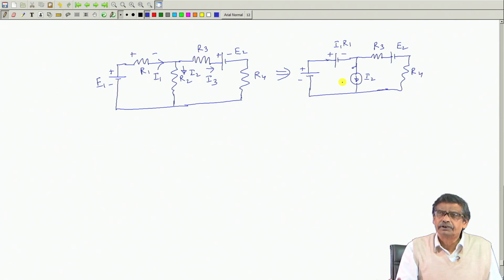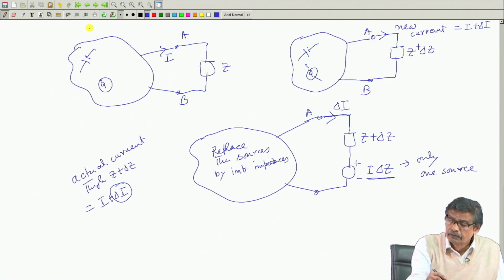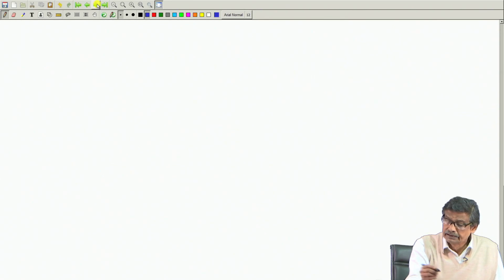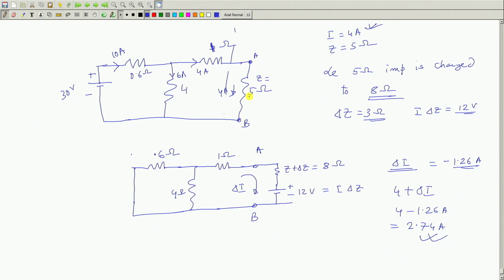This is called the substitution theorem, and we applied this to solve this kind of problem. When there is a network, for example, this network, which we solved last time. If you have solved this network by some means, and you know this current, then suppose I change only this impedance to some other value, say 8 ohm. Then should I once again resolve this whole network with all the sources present?